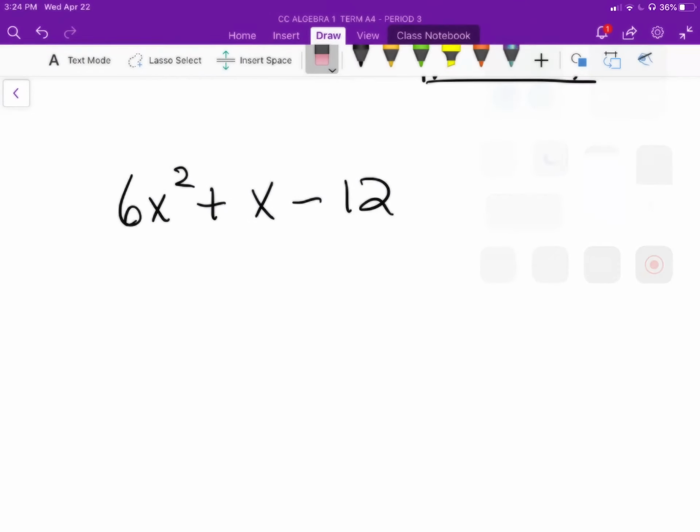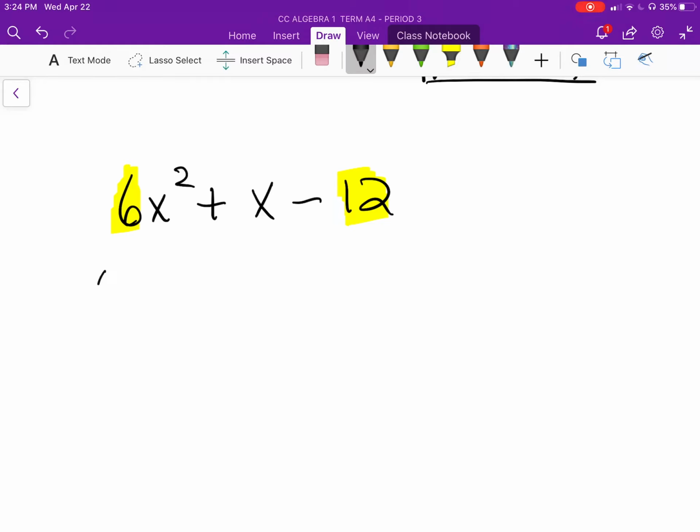Okay, one more example to show you. And this is probably the most challenging type of factoring question, and that's because there's a number in front that is not equal to 1. So we have to worry about two numbers, the beginning and the end number. But don't worry, I'll show you how to do it.